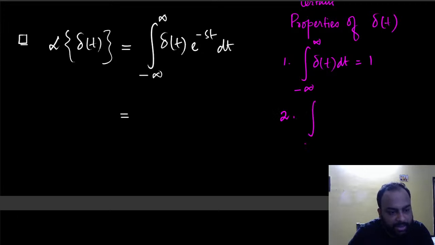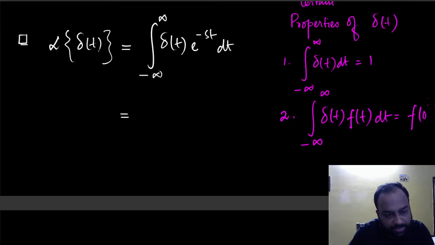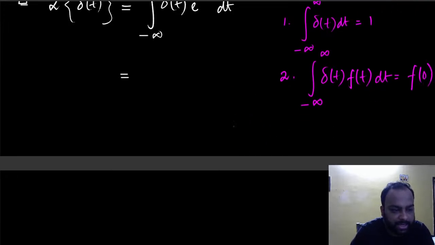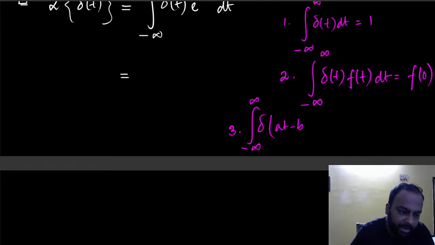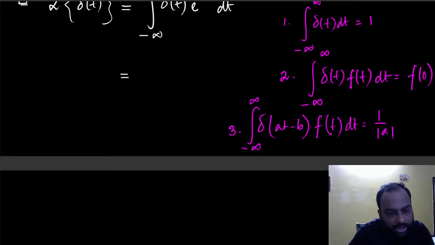Okay, and there is another property that if we do this integration, the answer is f0. Okay, there is another property which says if we do this integration, delta at minus b f t dt, this would be 1 by mod a f b by a.